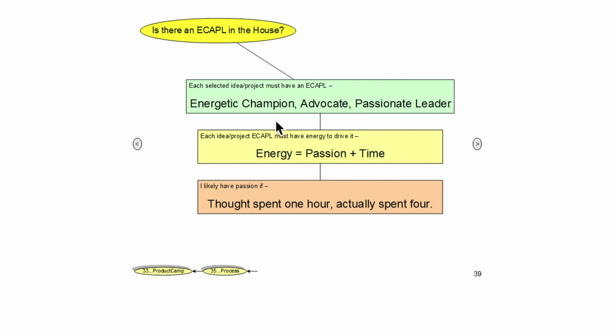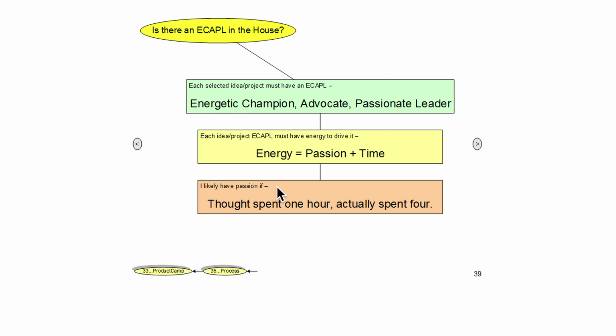in the house? What we're looking for here is the whole concept of an energetic, champion, advocate, project leader. Each selected idea must have one of these, because if you don't have one of these, nothing's going to happen. An ECAPL must have energy to drive it, and I like to think about energy equals passion plus time. So passion to carry out the action, and the actual time to do it.